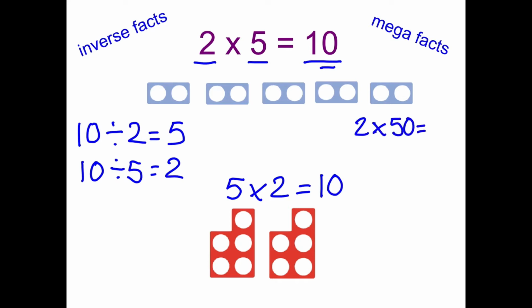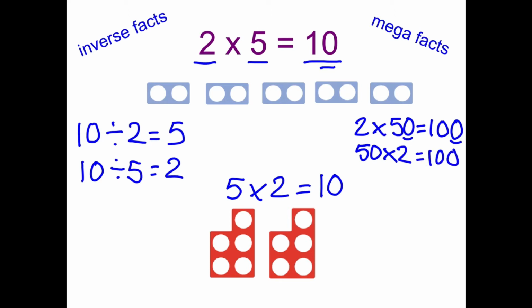So that would be like having 2 50p's. If you had 2 50p's, how much money would you have? You'd actually have 100 pennies or £1, but we're going to write 100. So 2 times 50 is 100. So there's an extra 0 there and an extra 0 there because you already had one. And we can do that one the other way round. So 50 times 2 would also be 100.